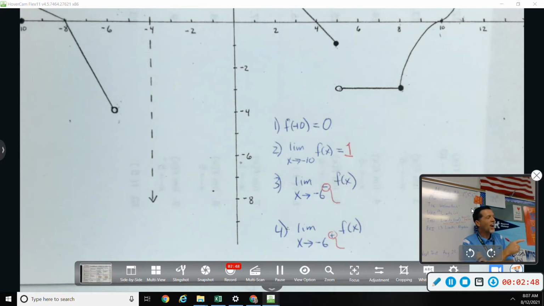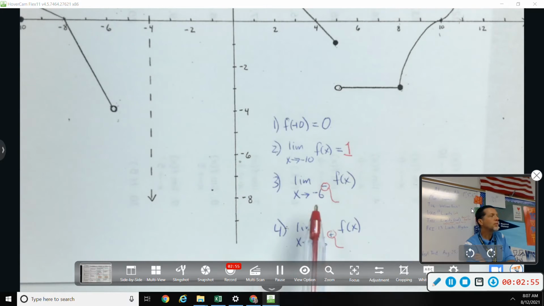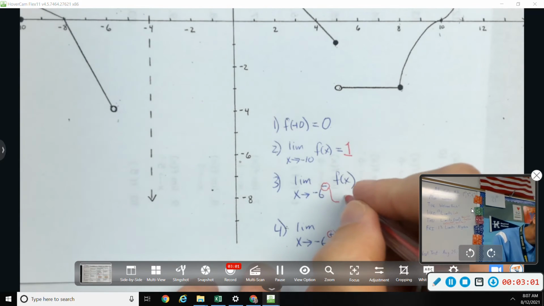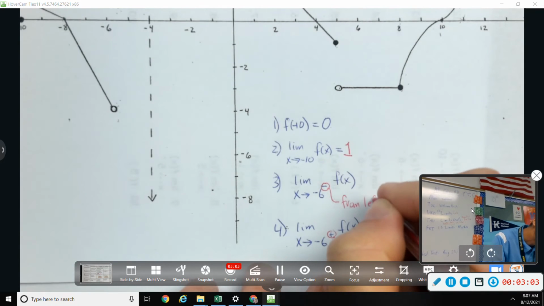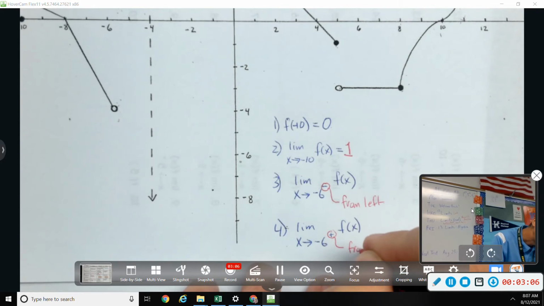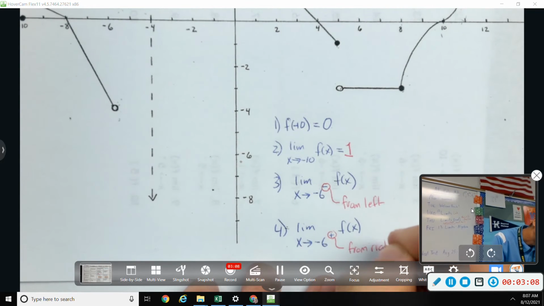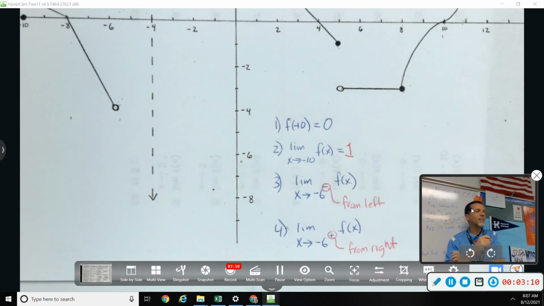You're on the right track. So we're definitely looking at negative 6 for both of them. But these are x values, so it's not above and below. You're on the right track, though. It's left and right. So minus sign means from the left, and the plus sign means from the right. So these are one-sided limits, so they don't have to match.